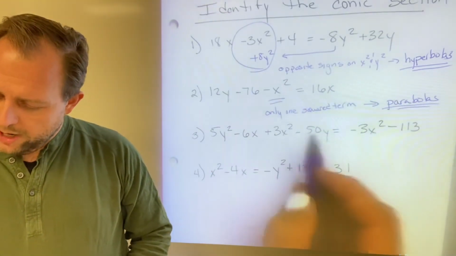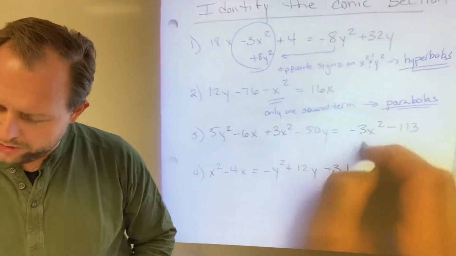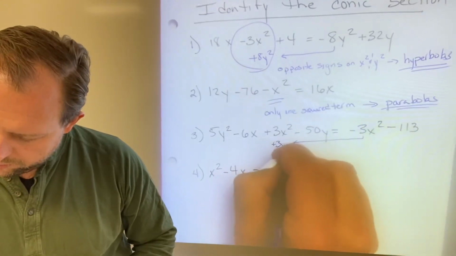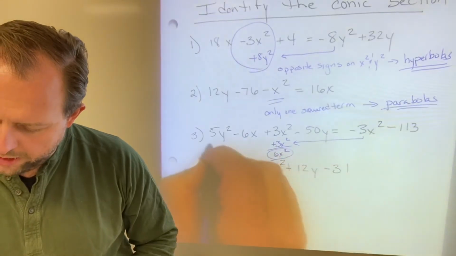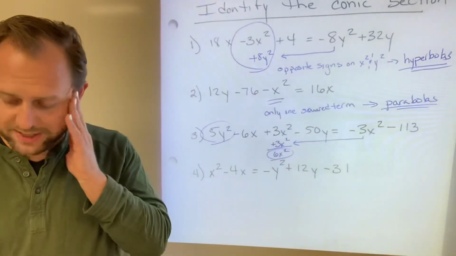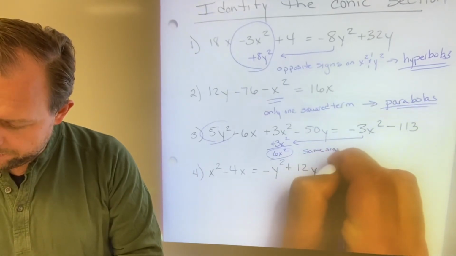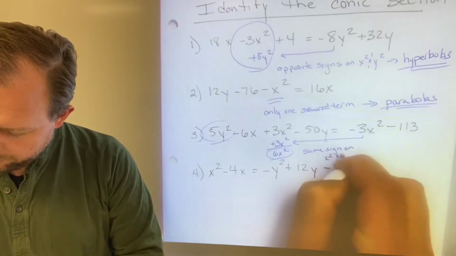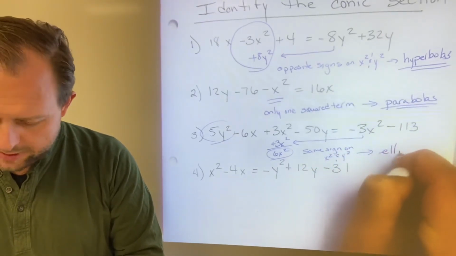For the third one, we have y squared, x squared, and another x squared. So I've got to move this over. That's going to give me 6x squared. So I'm going to have a 6x squared and a 5y squared. They're the same sign on x squared and y squared. Those are the ellipses.